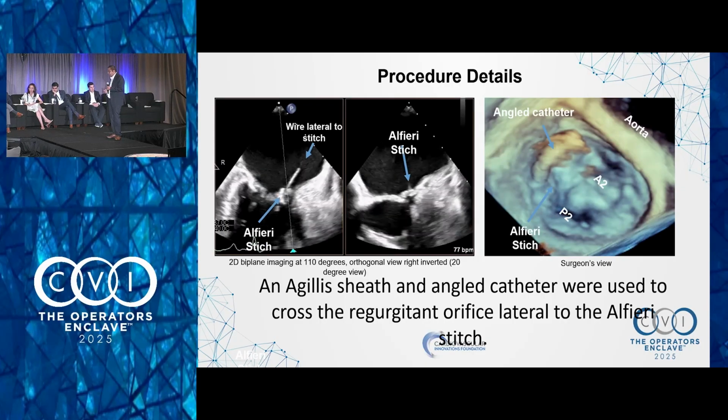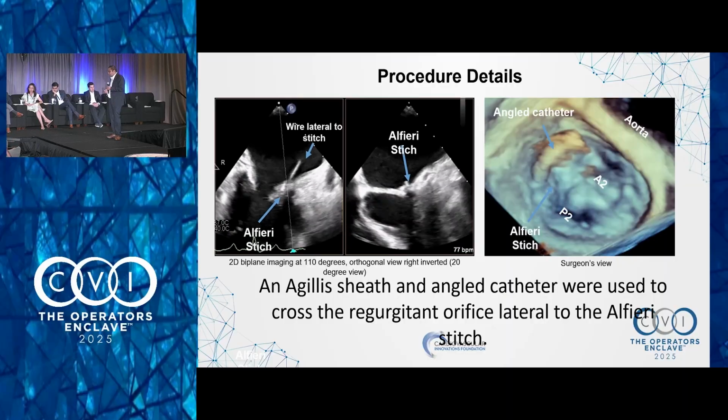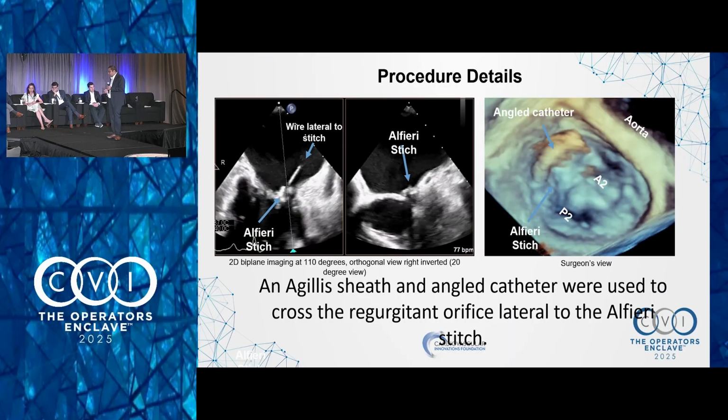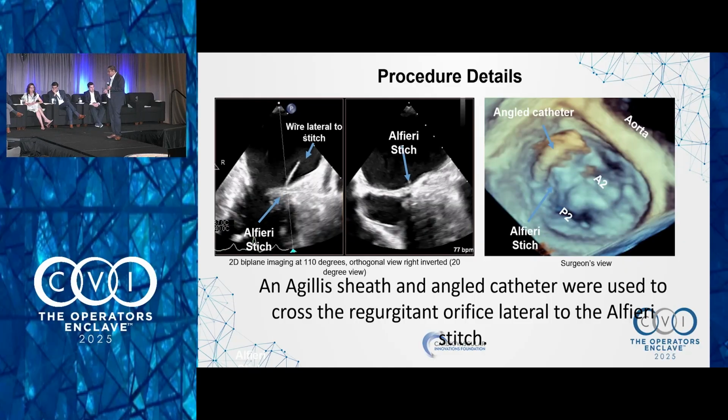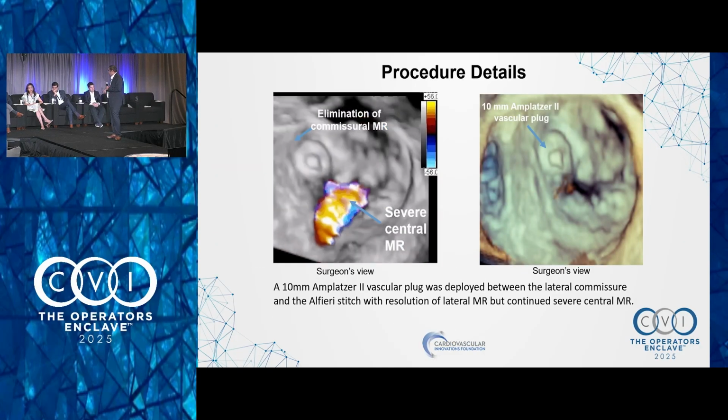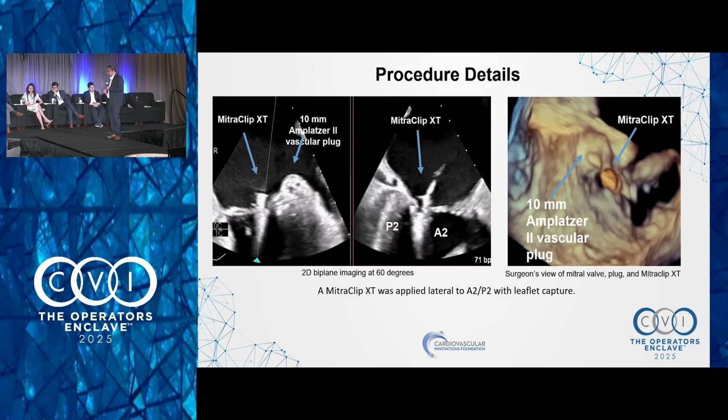And we were able to cross, and we put a 12 millimeter, if I remember, 12 millimeter plug in the commissure, and it went pretty good. The leak completely closed, and then we cleaned it up with a mitral clip.